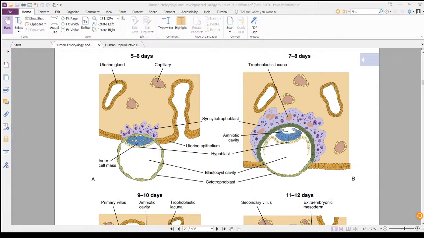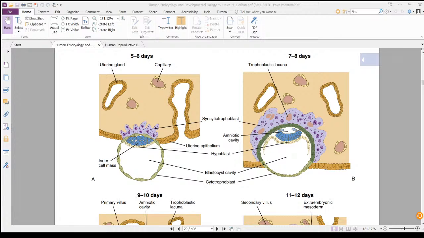Now, what happens is that small projections of syncytiotrophoblast insert themselves between the uterine epithelial cells. Now, what is the consequence of it?